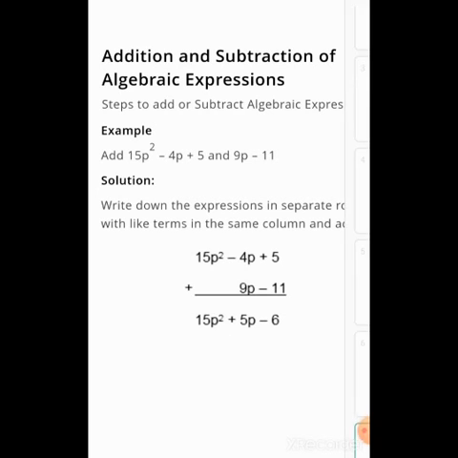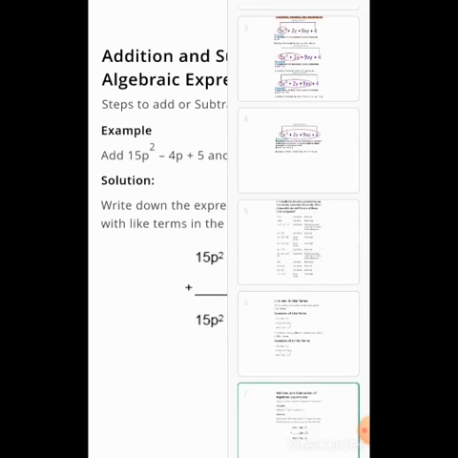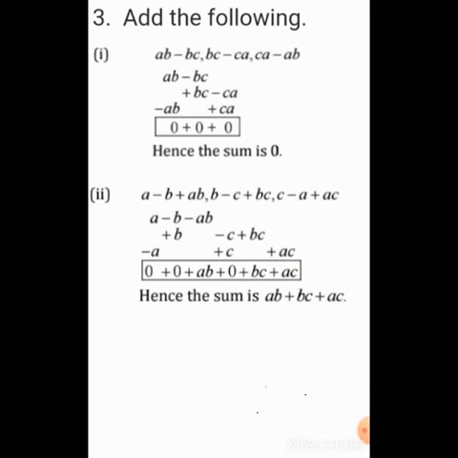Now come to exercise 9.1, question number 3. First one: AB minus BC, BC minus CA, CA minus AB. AB minus BC is the first expression. Below that we put the second expression. The first term is BC, so we put it in the BC column, and then minus CA we put in another column. Then the third expression, CA and minus AB. We put CA in the CA column and minus AB in the AB column.